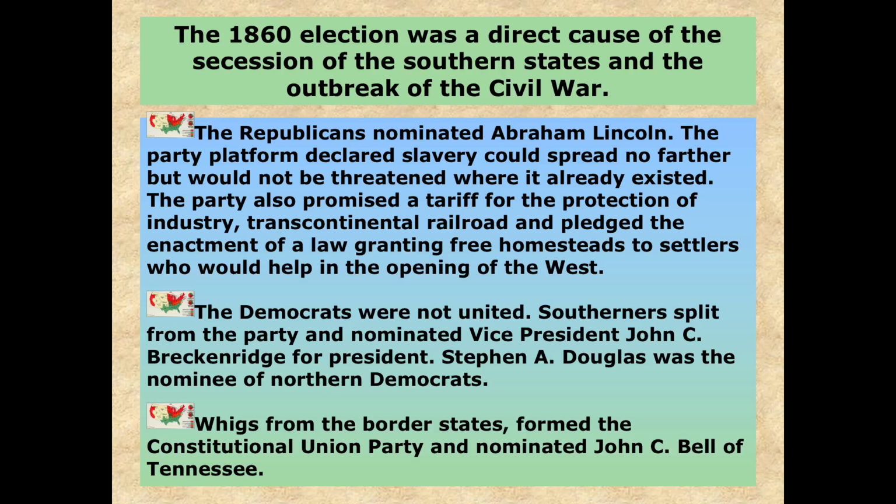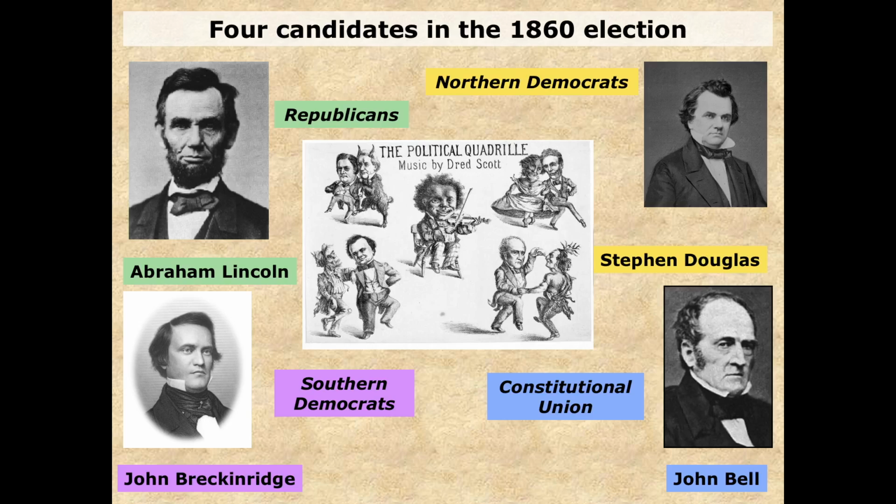The Democratic Party, however, is not united whatsoever. They're going to be split. Northern Democrats are going to support Stephen Douglas with his whole notion of popular sovereignty, to where the people should decide if they want slavery or not. And John Breckinridge represents the Southern Democratic Party interests, where he's pretty much a pro-slavery guy. I mean, plain and simple. The Whigs from the border states are going to nominate John C. Bell of Tennessee for the Constitutional Union Party. So he's going to be the fourth candidate in this election. And yeah, it's a four-way split. That's the thing.